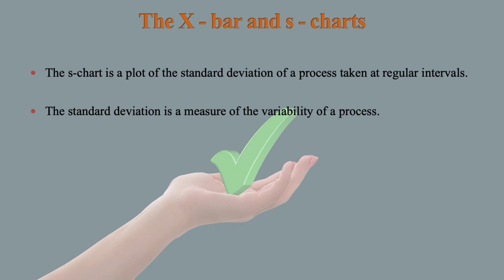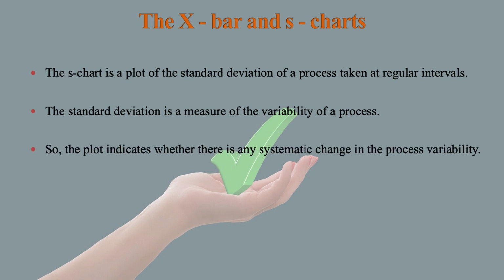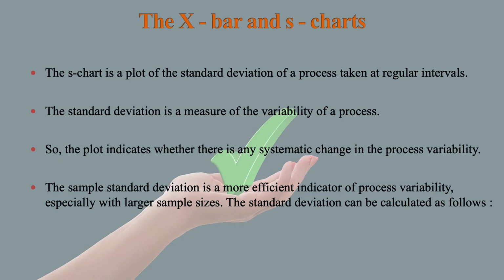The standard deviation is a measure of the variability of a process. So the plot indicates whether there is any systematic change in the process variability. The sample standard deviation is a more efficient indicator of process variability, especially with larger sample sizes. The standard deviation can be calculated as S equal to the square root of the summation of (x minus x̄) whole square, divided by n minus 1.